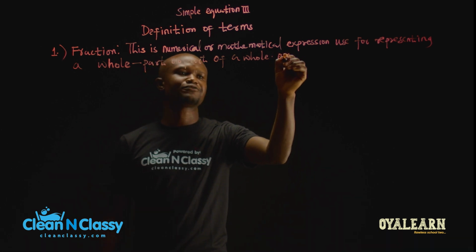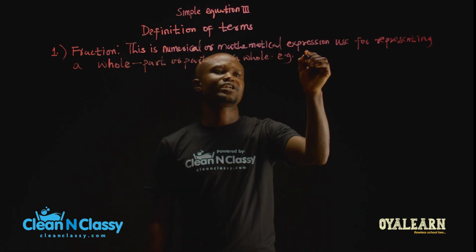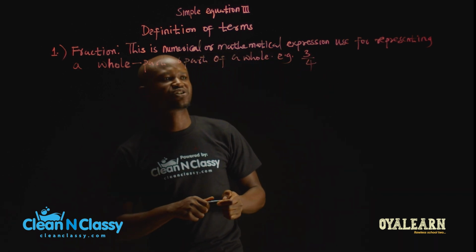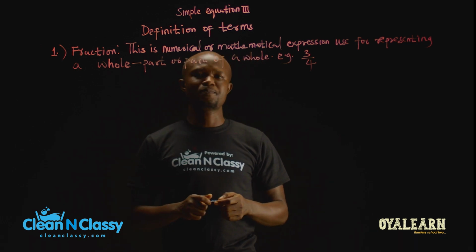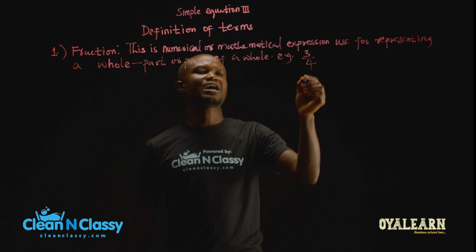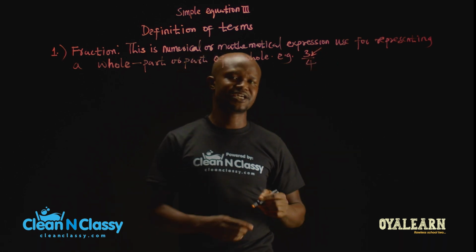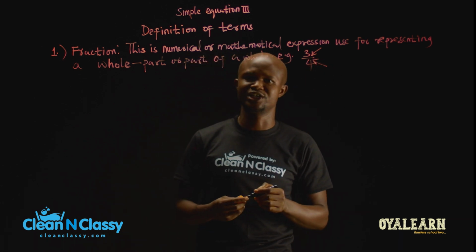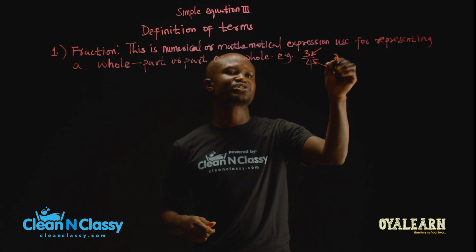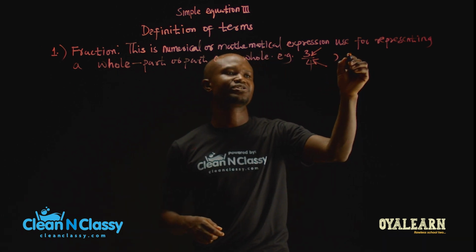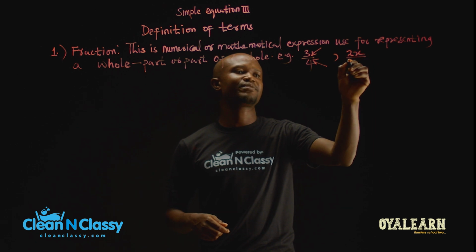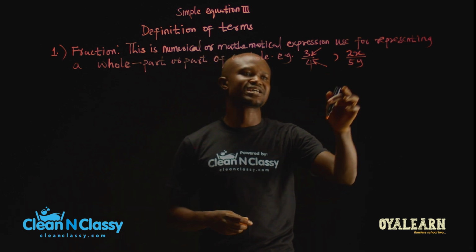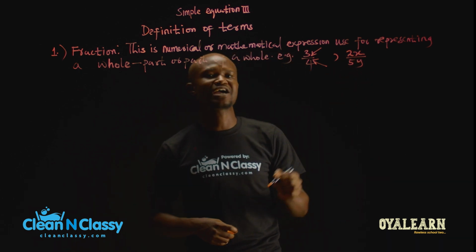For example, we can have 3/4. This is an example of a fraction. And for a fraction, there are two parts. The part above the line is the numerator, and the part below the line is called the denominator. A fraction can also be an algebraic fraction, which is 2x divided by 5y. This is an algebraic fraction. The numerator is 2x and the denominator is 5y.